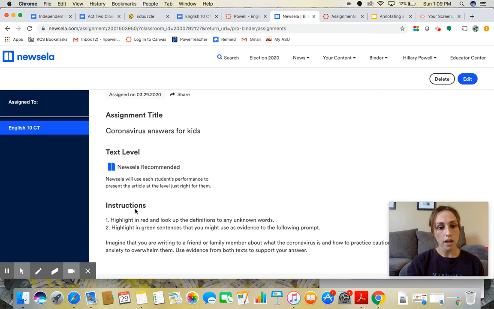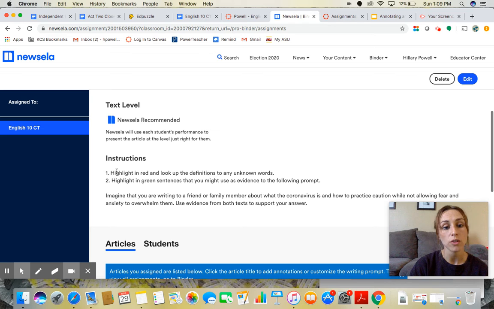So I have your annotation instructions. This is how you're supposed to annotate for this particular text. You will need to highlight in red and look up definitions to any unknown words. You will also need to highlight in green sentences that you may use as evidence for the following prompt.